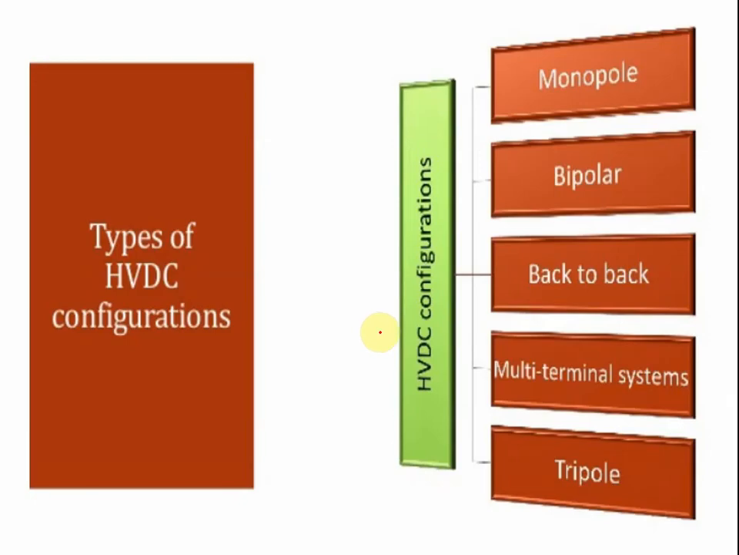Now the next point is types of HVDC configurations. Configurations are classified into monopole, bipolar, back-to-back, and multi-terminal systems. With the help of these configurations, we transmit power from one converter station to another converter station. This point we will discuss in our next lectures. Thank you.